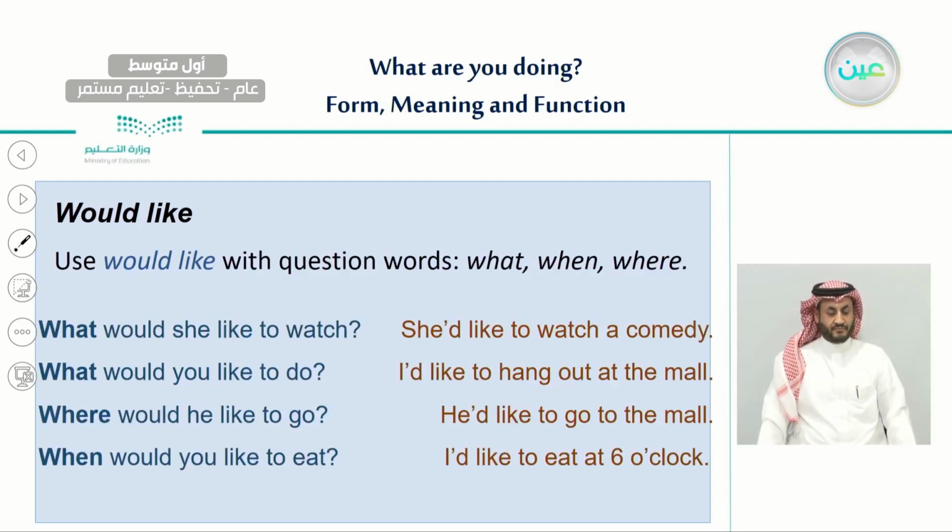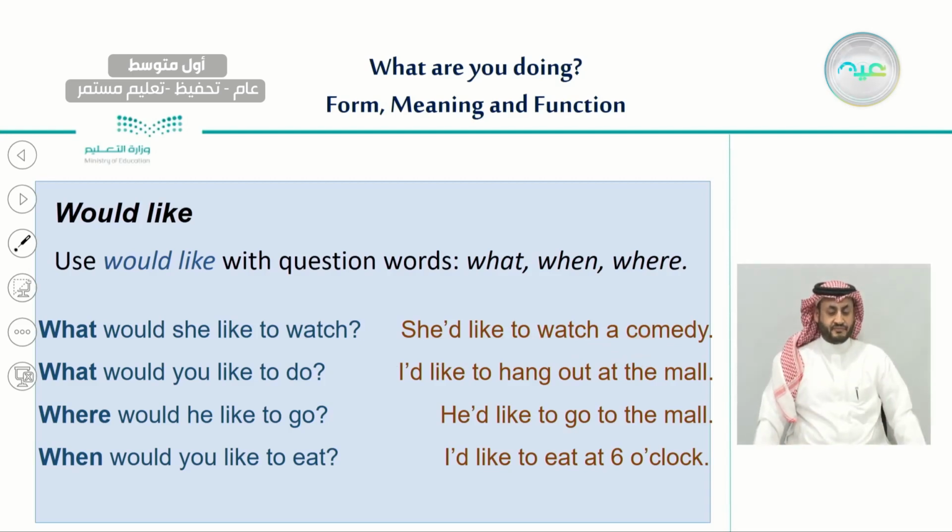And also here, other types of questions we can use with would like. We use would like with question words what, when, and where, and other question words. Let's read them together. The first question says, what would she like to watch? We start with the question word what, then would, the subject, and the verb like. What would she like to watch? She'd like to watch a comedy.